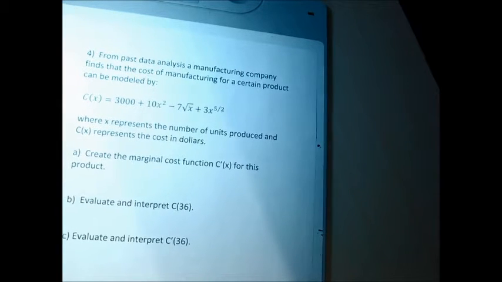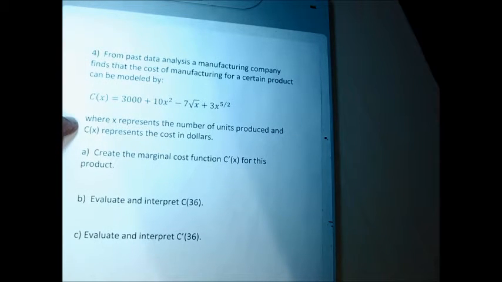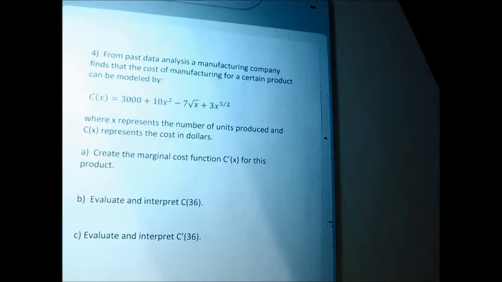Similar problem. This problem right here, I'll just read through it. From past data analysis, a manufacturing company finds the cost of manufacturing for a certain product can be modeled by this horrible function where x is the number of units produced and c of x is the cost in dollars. So it's exactly the same kind of function. X is the number of units produced, c of x is the cost to produce that many units. And the questions come in a little bit different order, but I can live with that.